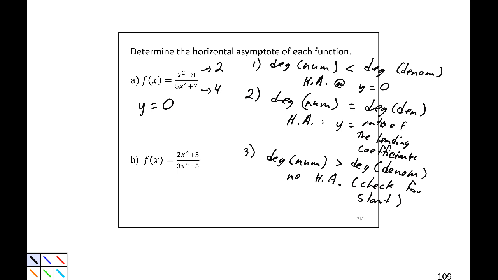All right. Part B, the function is f of x equals, the numerator is 2x to the fourth plus 5, and the denominator is 3x to the fourth minus 5. Well, those degrees are equal. So we need to find the ratio of the leading coefficients. And these, the 2 and the 3, those are our leading coefficients, so that would be 2/3. So we have a horizontal asymptote at y equals 2/3.